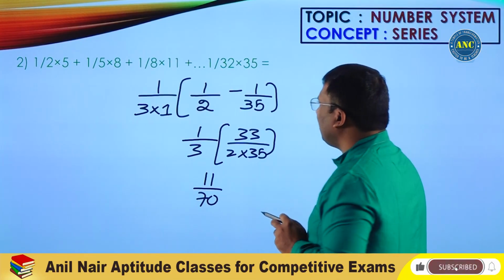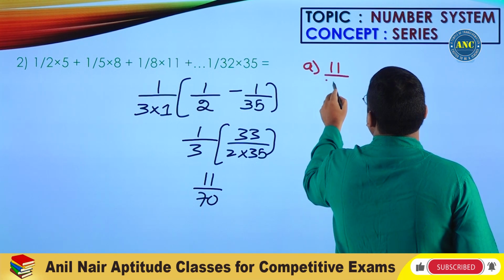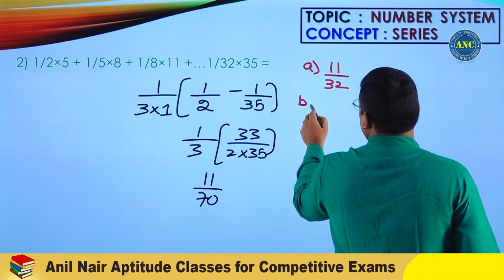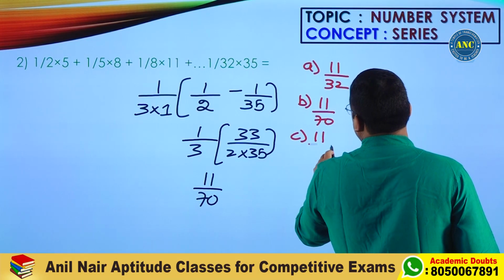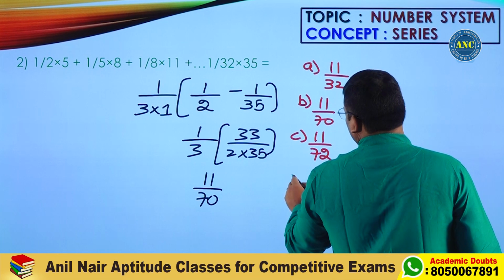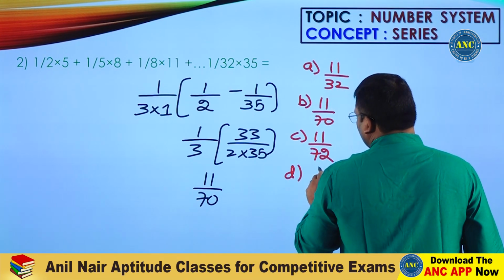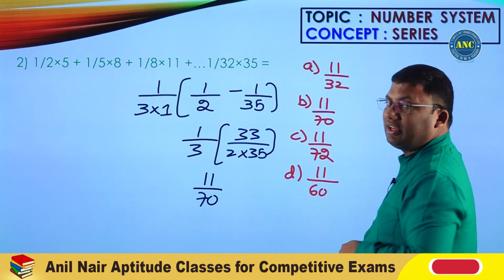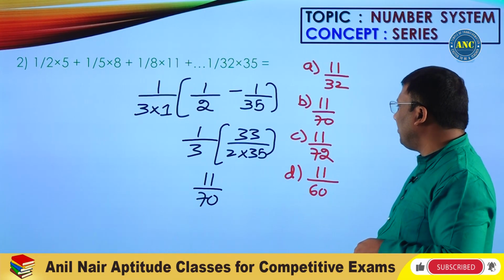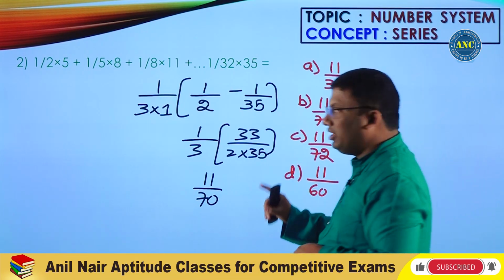Now, if you see here, suppose the options are like this: 11 by 32, 11 by 70, 11 by 72, and for example 11 by 60. If the options are like this, you don't need to do all these things.